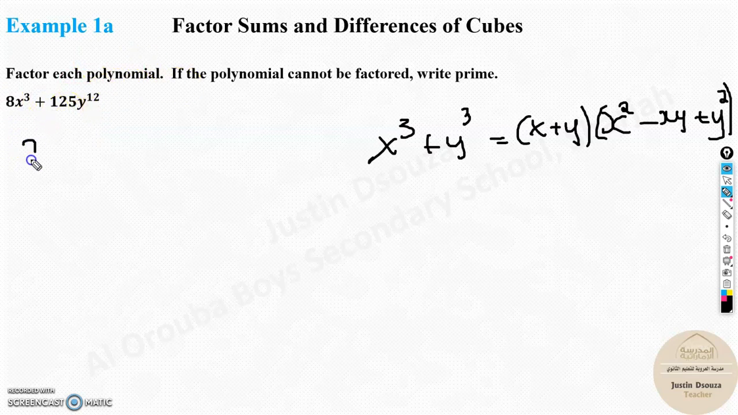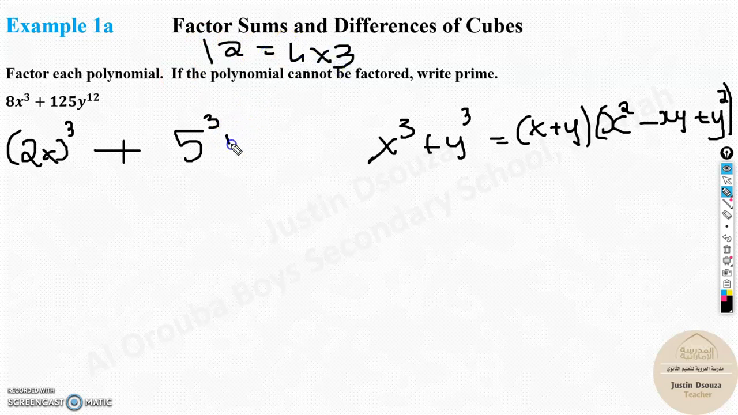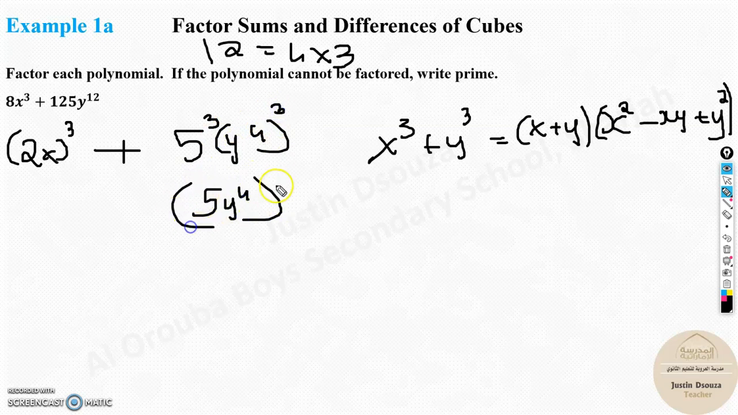So we can write this as (2x) the whole cube. Okay, 2x, that's fine. But what about the next one? We have 5 cube, yes, but we don't have y to the power of a cube, right? But you can write 12 as a multiple of 4 into 3. So you can write it as y to the power 4, the whole cube. Or you can write this as (5y to the power 4) whole cube. What happens? You have to raise this to the cube, right?